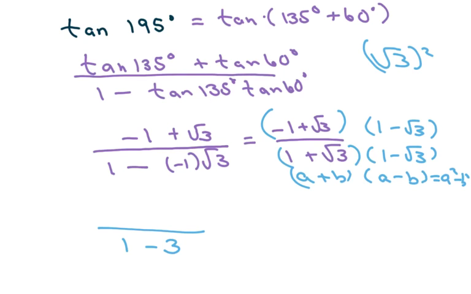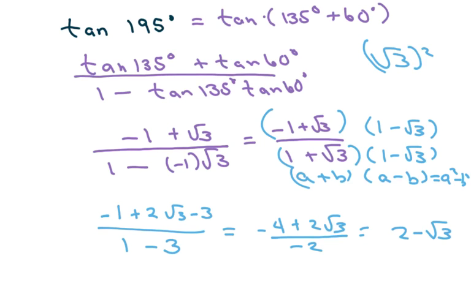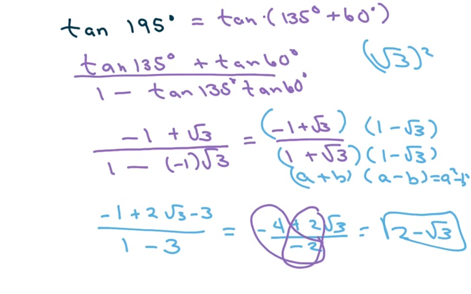Now for the numerator, you just FOIL it out, and you're going to get negative 1 plus 2 square root of 3 minus 3. And this simplifies to negative 4 plus 2 square root of 3 over negative 2. If you write negative 2 under each piece, this would give you 2 minus square root of 3. I just put the negative 2 under each piece. So that would be 2, and this part would change it to a negative.